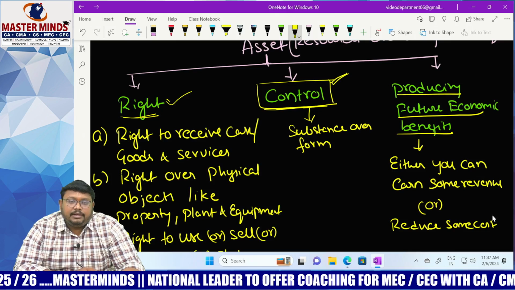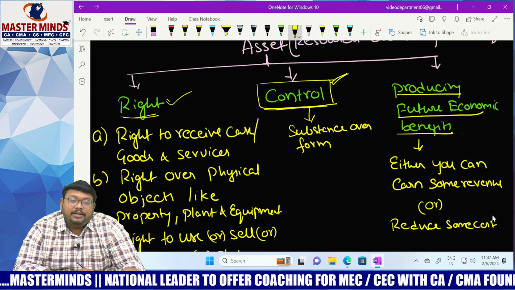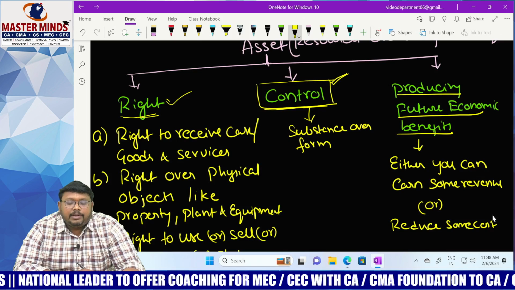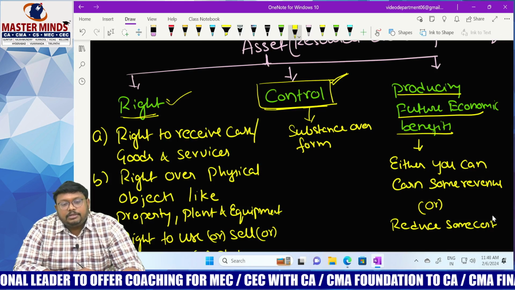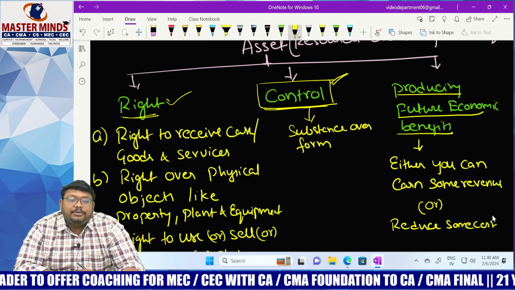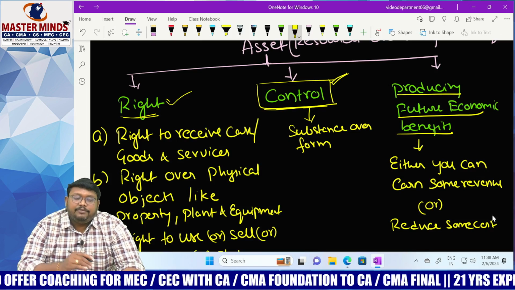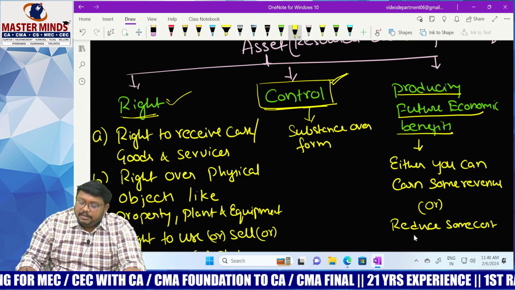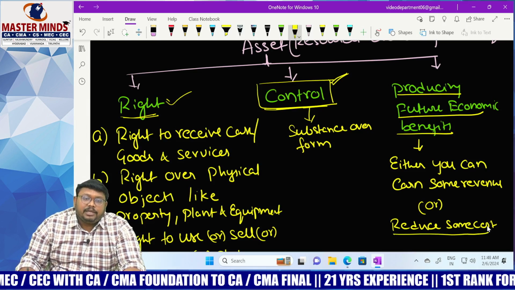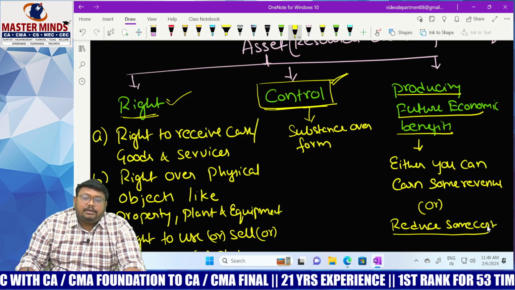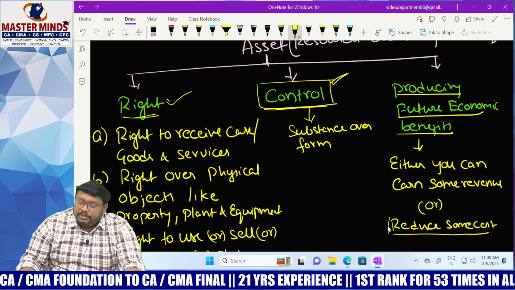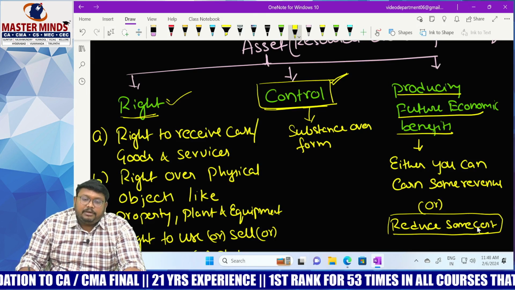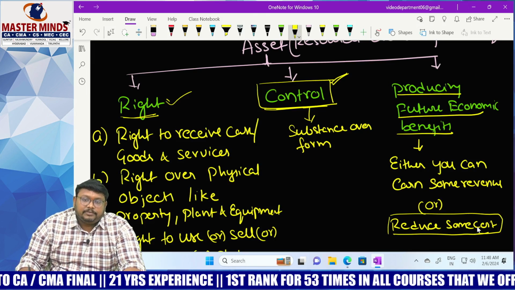So instead of that, if you purchased a bike or a bicycle to come to the college, in that condition you are reducing some cost, variable cost. Every day you are spending some amount for public transportation, no need to spend now. That means you are reducing some cost by purchasing an asset. That bicycle or bike will reduce some cost. Then only it will be your asset. Okay, that is the thing.